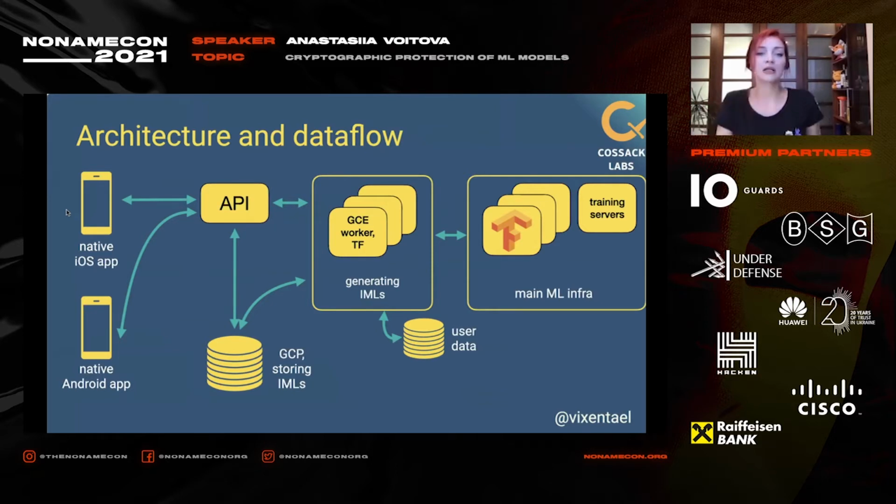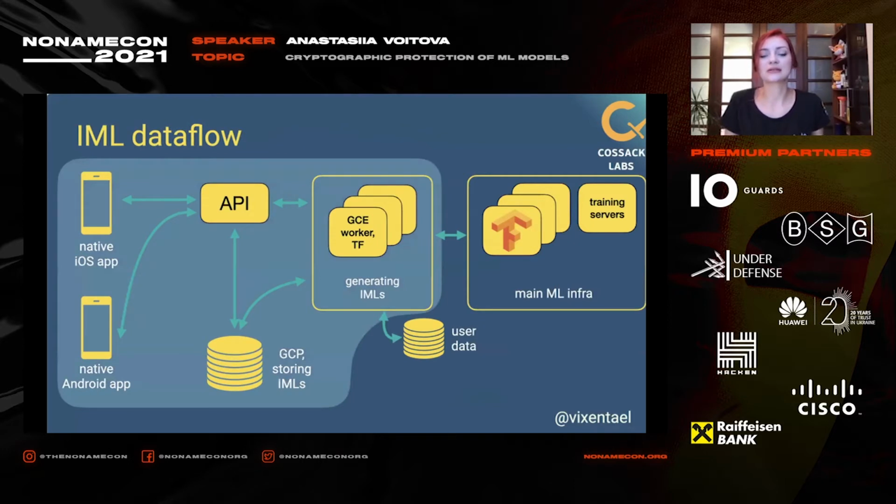On request, your mobile application sends a request: hey, I need a machine learning model (IML) for my user. The API triggers cloud workers to generate IMLs, they put them in storage, and the API provides a link. Devices download the model from the link. Very straightforward. Then devices execute the model on the device side. So in terms of IP protection, in terms of protecting IMLs, we are really interested only in this part of the data flow, right, on the left.